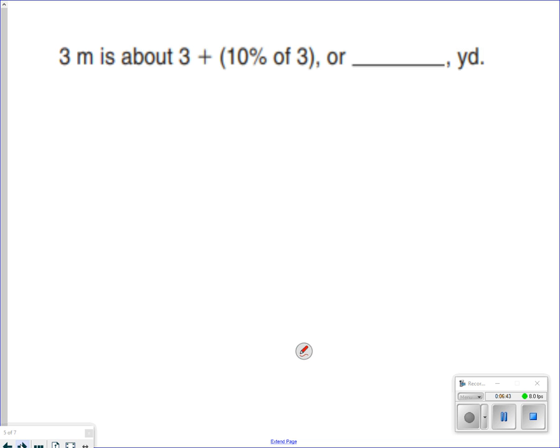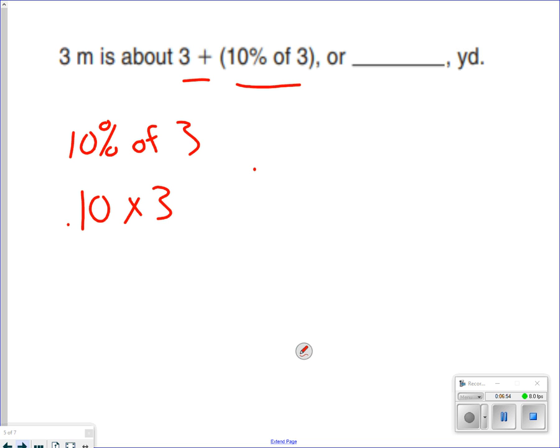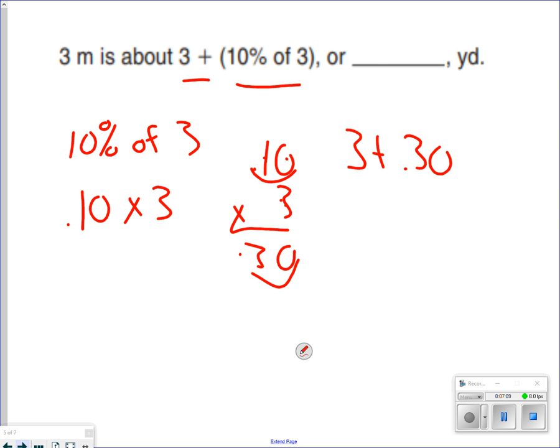Well, let's take a look here. I have to add 3, but what is 10% of 3? 10% would be written like 0.10 times 3. 0.10 times 3. 3 times 1 is 3. There's two numbers after the decimal. So I have to add 3 plus 0.30, which would be 3.30, or 3.3 also works.